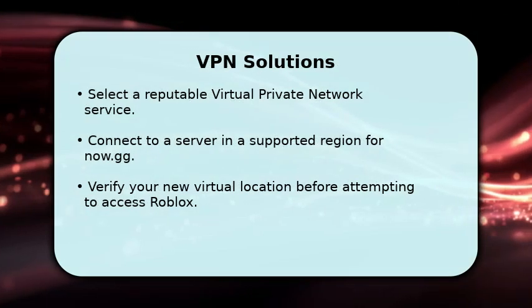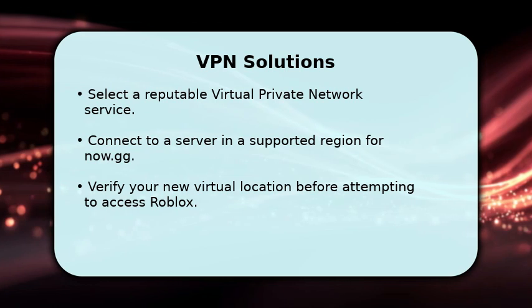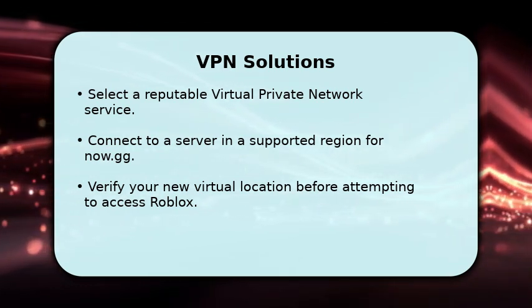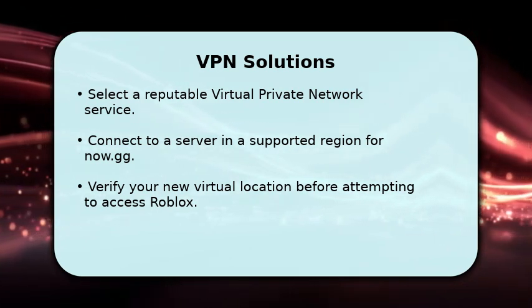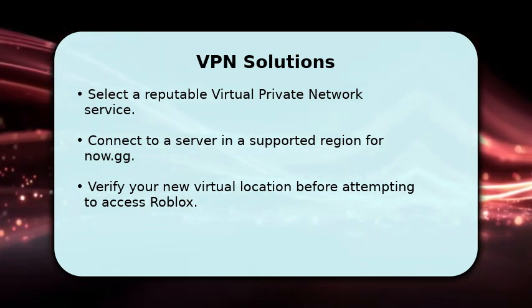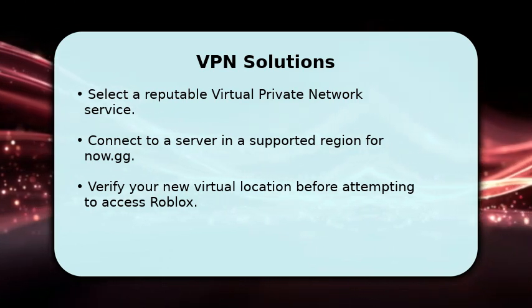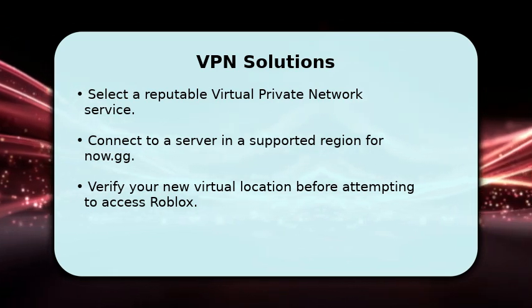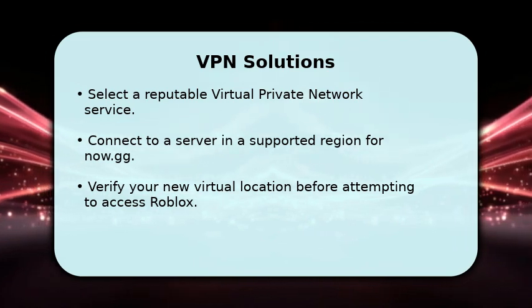One of the most effective ways to overcome regional blocks is by using a virtual private network, or VPN. A VPN encrypts your internet traffic and routes it through a server in a different location, making it appear as if you are browsing from there. Choose a reliable VPN provider. Connect to a server in a region where now.gg Roblox is available, and then try accessing the platform again. This simple step can often resolve the issue immediately.